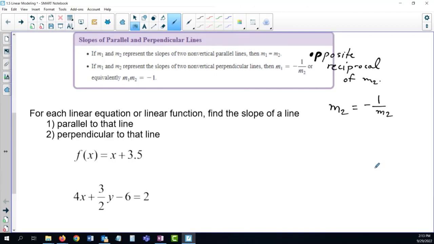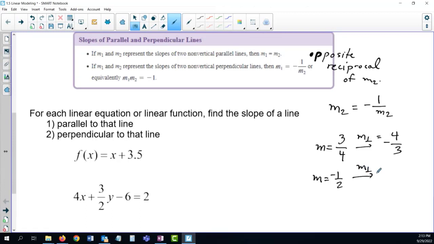So that's why you don't hear me just say the reciprocal, I say the opposite reciprocal. If m sub 2 is positive, its opposite reciprocal is negative, and everything changes places. So if m is 3/4, and I want to find the slope of a perpendicular line, that little upside down T means perpendicular, what's in the numerator goes to the denominator, what's in the denominator goes to the numerator, and the sign changes. We've got -4/3.